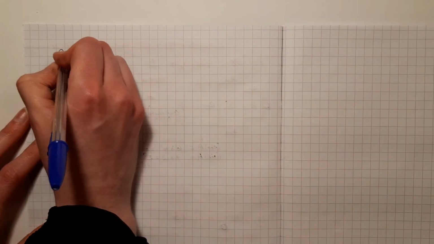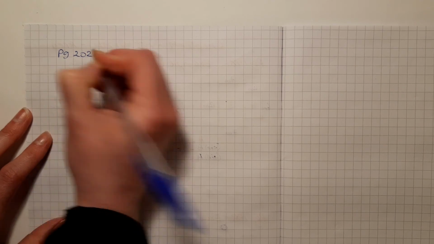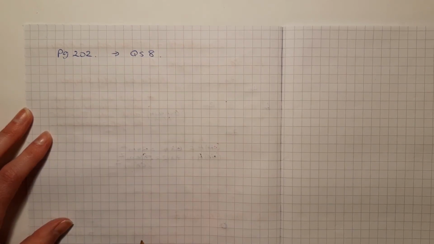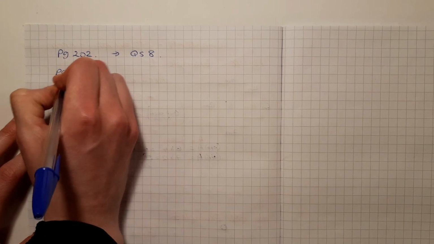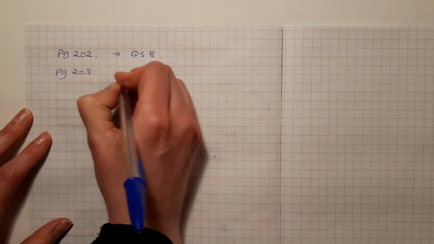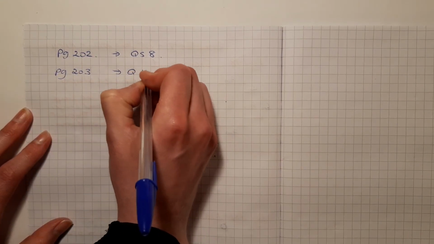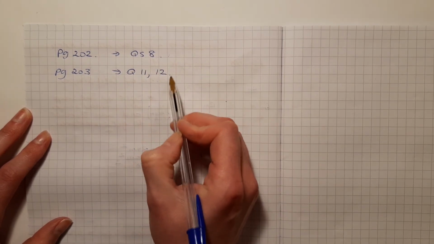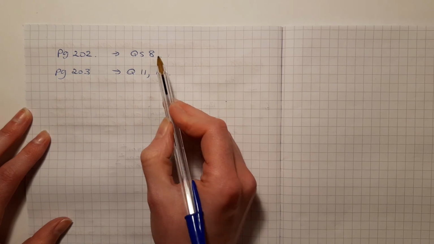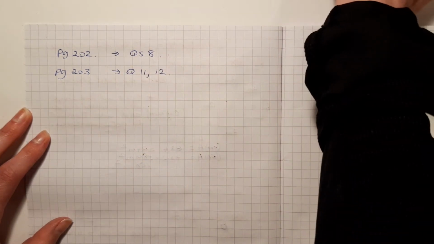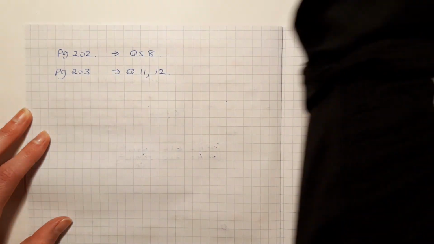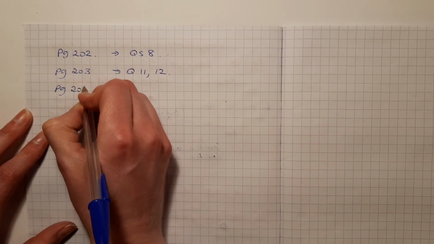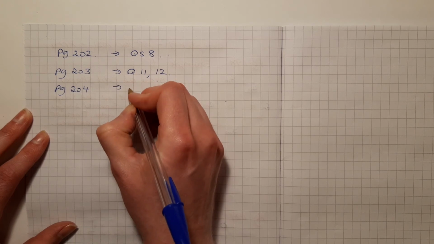So on page 202, you're going to do question 8. On page 203, you're going to do question 11 and 12. Now, I know some people have question 12 done, and that's brilliant. So at the minute, you just have 8 and 11. And finally, on page 204, we're going to do question 15.